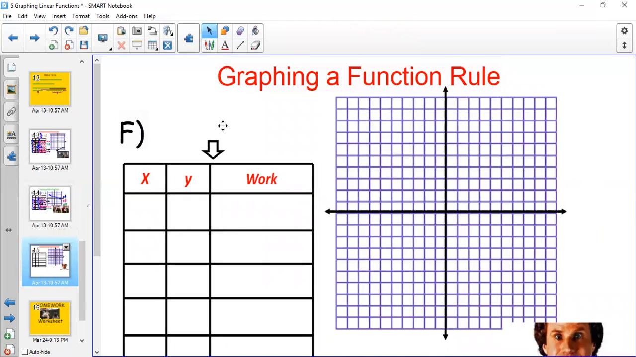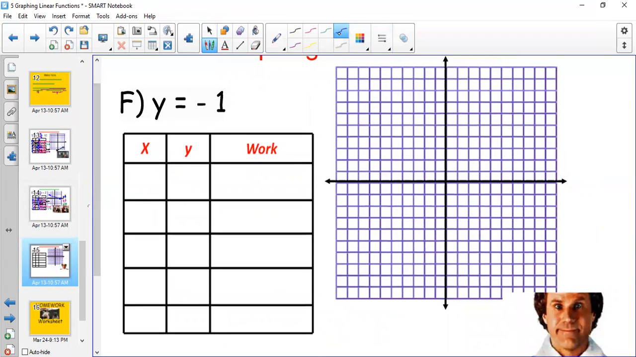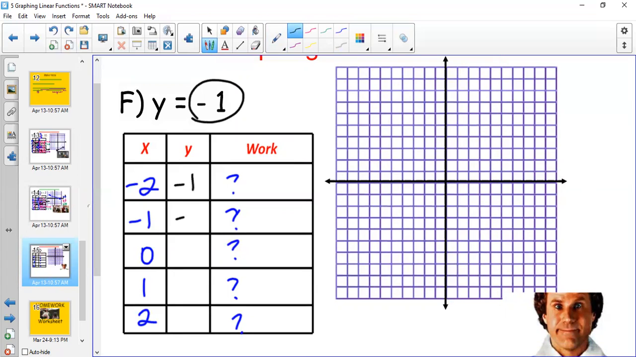All right, last one. I threw in another one that was special. y equals -1. All right, no fractions, right? So go back to your 5 that you're used to, like we did at the beginning. And remember, we're trying to plug in an x. Uh-oh, but no x. So what does y equal? You guessed it. It equals -1 every single time. So if I plotted these points, I would go left 2, down 1, left 1, down 1, just down 1, right 1, down 1, and right 2, down 1.